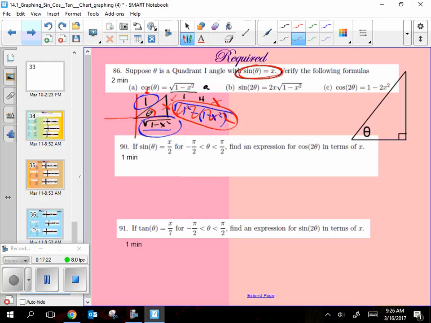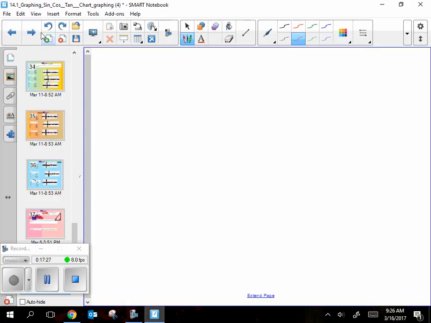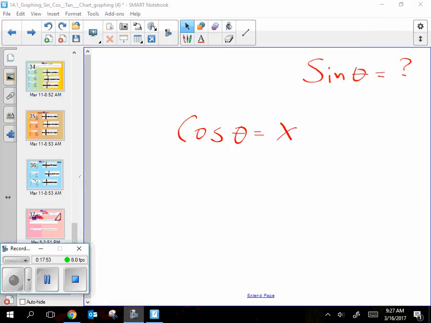Okay, so this whole section is about this kind of problem. Let me give you another one that's simpler. Cosine of theta equals x. I just gave you all three sides of a right triangle. Try to figure out, if cosine of theta equals x, what's sine of theta going to be? Draw a picture for me. Let's see if you can figure that out. Just to give you some hope, this is the last topic that we're going to do, so I'm going to give you a little bit more time to work.